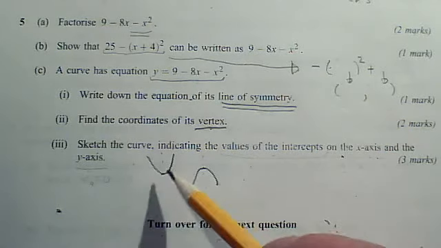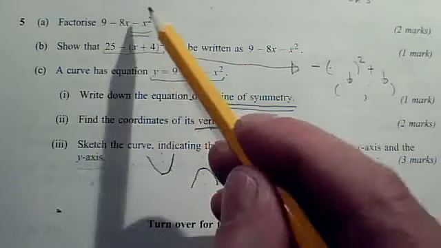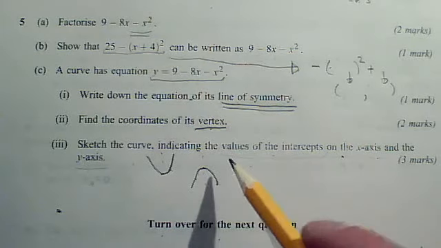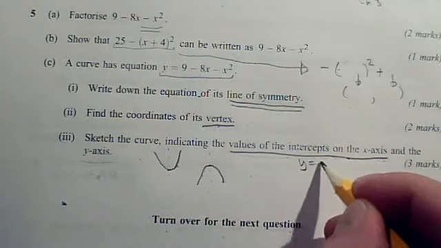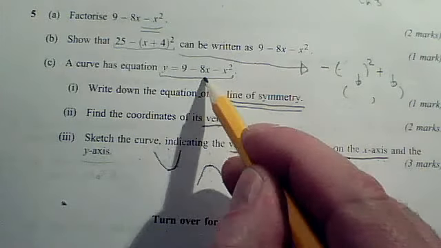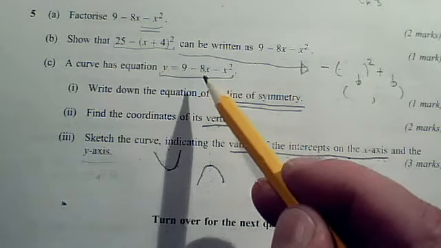Then we've got to sketch it, so we've got to decide which of these cases we have got, looking at the x squared term. And we need to get the values of the intercept on the x-axis. That's true when y is 0. Here's y. When does that equal 0? Well, we've already factorised it, so we're well on the way to solving that.